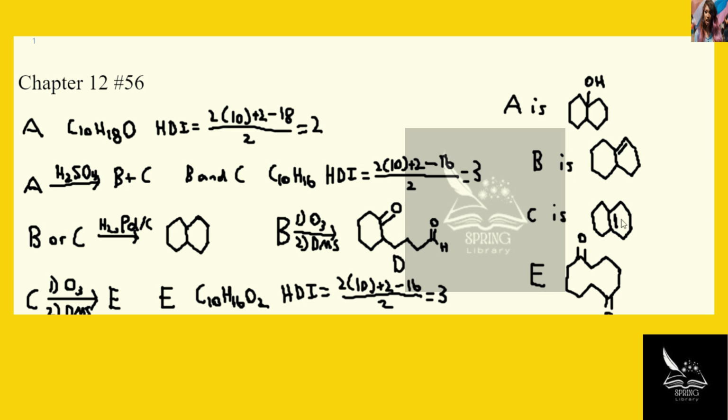Now that we know where the double bond is in C and in B, we can look at the carbon that they have in common, which is this top carbon of the fused ring bridge. This top carbon we know has an alcohol on it, because when it's treated with strong acid, it eliminates, and we get the double bond in either of these two positions. And that is how we determine A. So A is this decalin skeleton again, but with an alcohol on it. And that is the answer to Chapter 12, number 56.